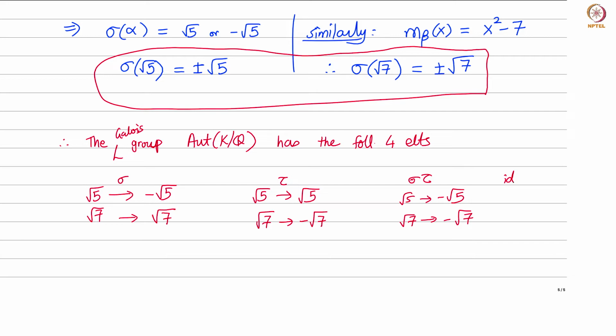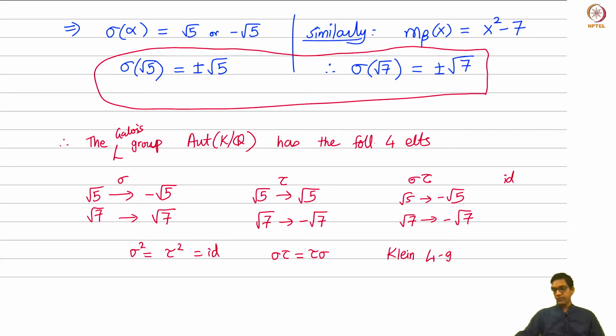elements which belong to the Galois group, and this should be familiar. Observe that sigma square and tau square are both identity, if you apply them twice. Sigma tau and tau sigma are the same, it doesn't matter which order you do it, and this is exactly the set of relations for the Klein 4 group. Or if you wish, it's the direct sum of two copies of Z mod 2Z.